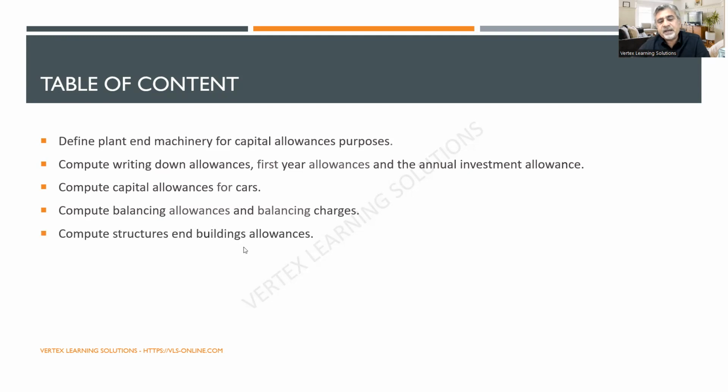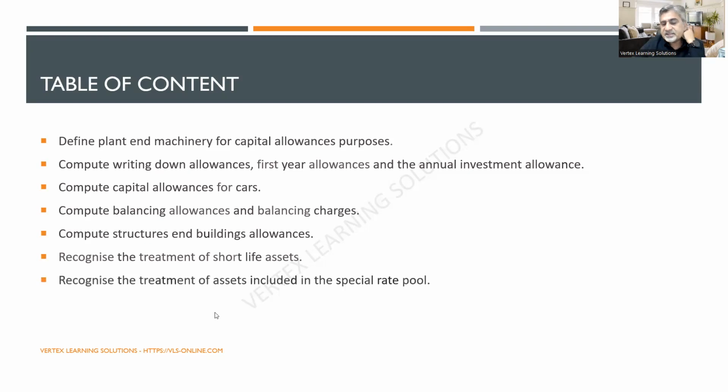Compute structure and building allowance. This is called SBA, structures and buildings allowance. This is another special category. Recognize the treatment of short life asset. This is another category, very easy, one line treatment, one page slide. So these are recognize the treatment of assets included in the special rate pool.